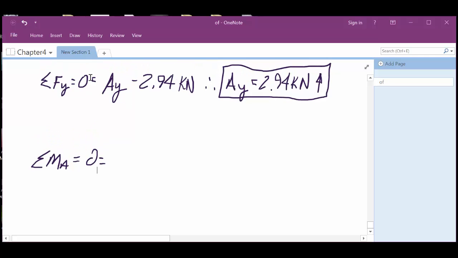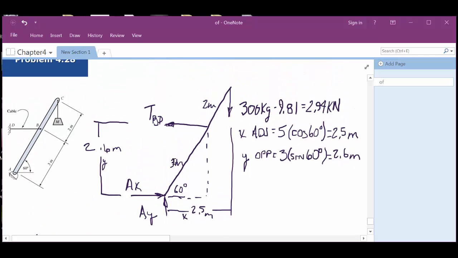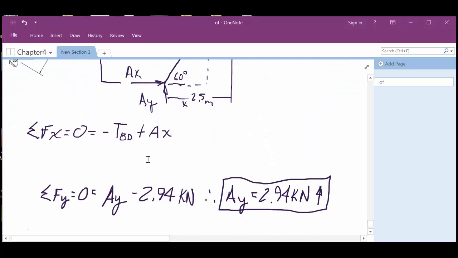So if we do the moment at A, we've got the tension in the cable, tension in BD, and that is multiplied by the distance, 2.6 meters. So what was going on there? How do I determine that that's positive? Well, look, if I'm looking at point A as my pivot point, the tension in BD is trying to make that thing go counterclockwise, which is positive, right? And there's the distance of 2.6 relative to the point A. So that's where that came from.